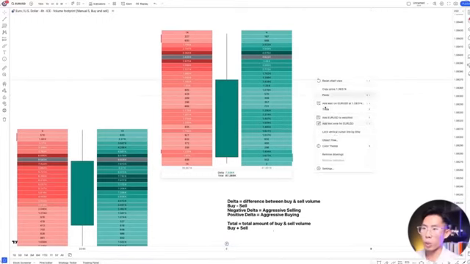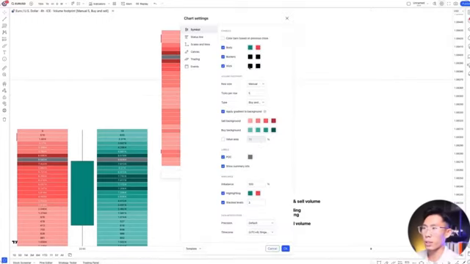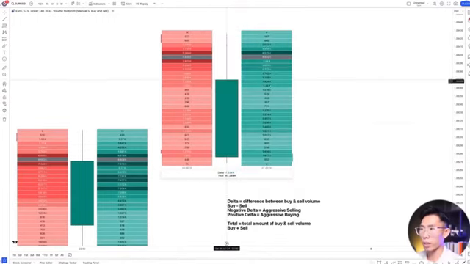So first of all, maybe you want to copy my settings. Let me just show you my settings. You can pause the video right now and copy these settings that I have. Basically, the darker the gradient of the footprint rectangle, the more volume there is, the more orders there are. So let's dive deep into understanding how to actually read these footprint charts.